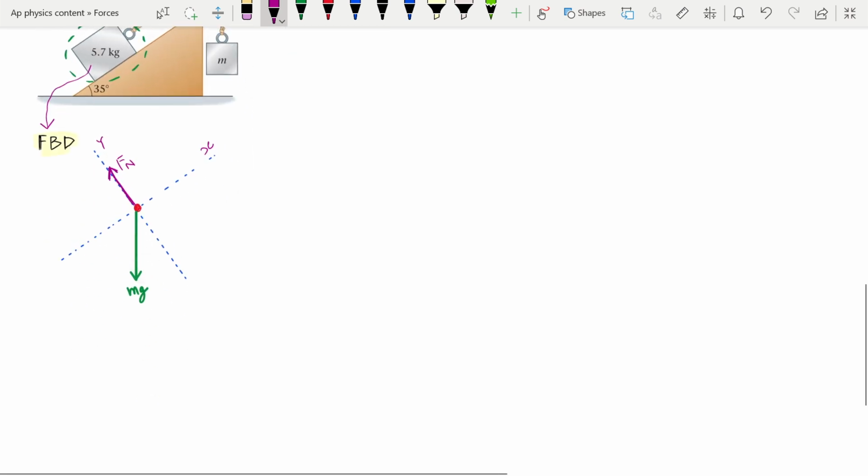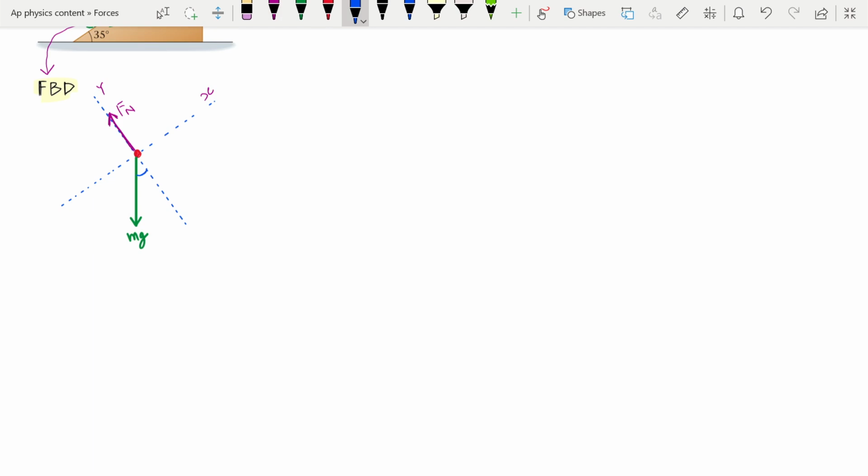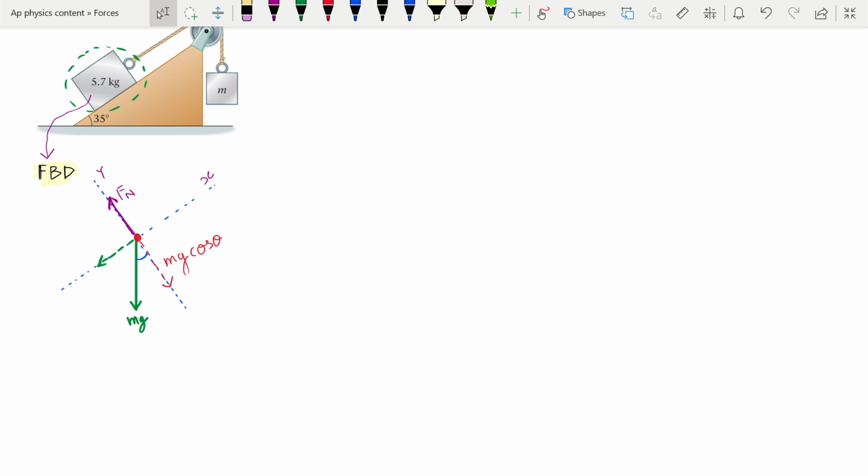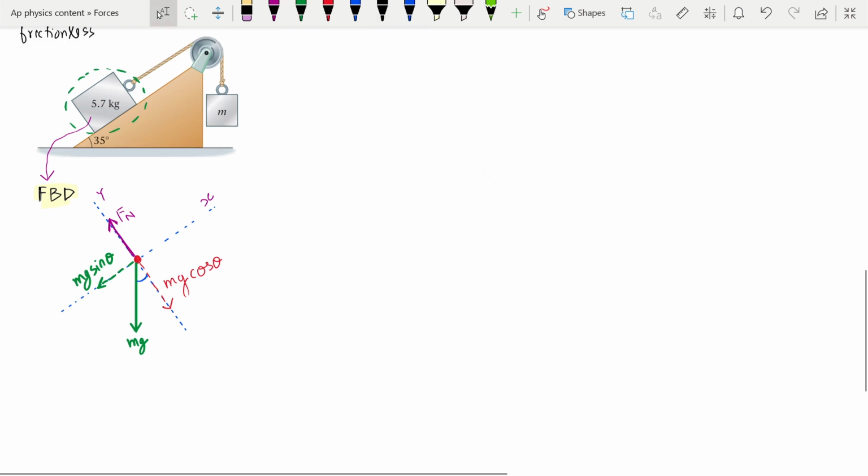If we make the components of the weight, this angle is 35 degrees, and this is one component of the weight, that is mg cos theta, whereas the other component is this, which is pulling the 5.7 kg downward, that is mg sine theta. We do not draw the components in the free body diagram; I'm drawing them just to make equations. And don't forget there is another force exerted on it, this force of tension, FT.